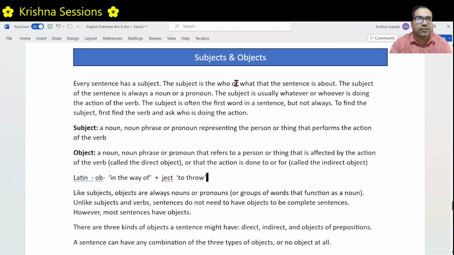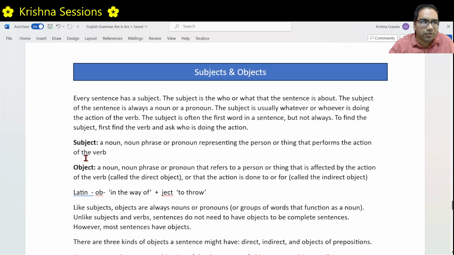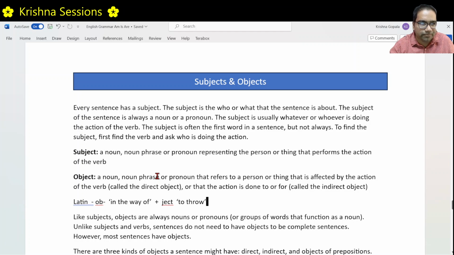In a sentence, subject, verb, object. These three are really important. We discussed already how to identify subject and verb. Now let's go to the third part, object. Object is again a noun or a pronoun or a noun phrase. What is a noun phrase? It is a group of words that function as a noun. We don't need to worry about this noun phrase right now.